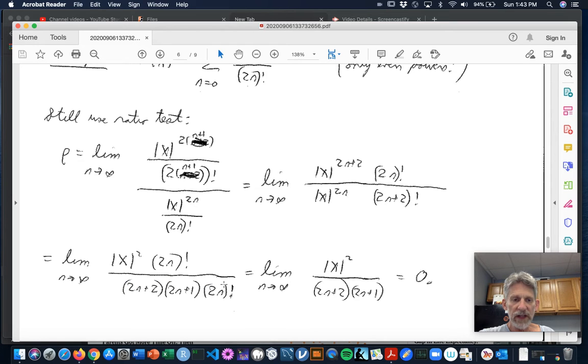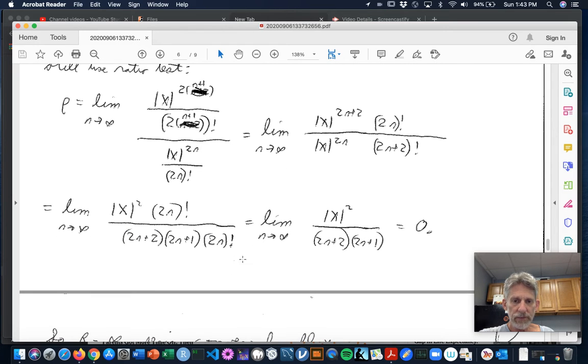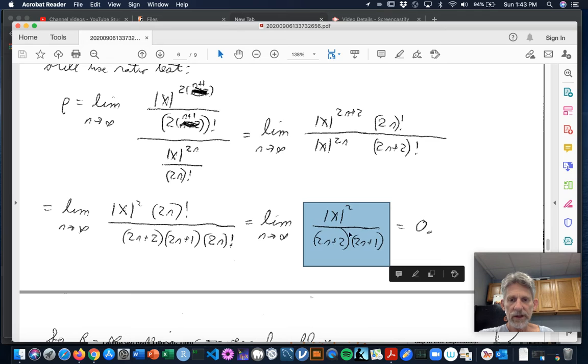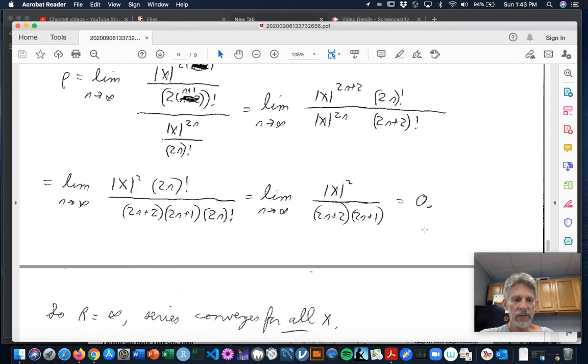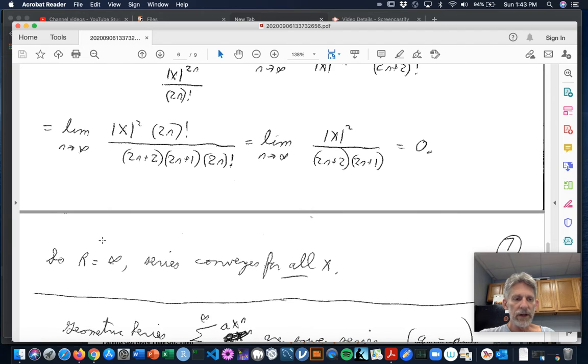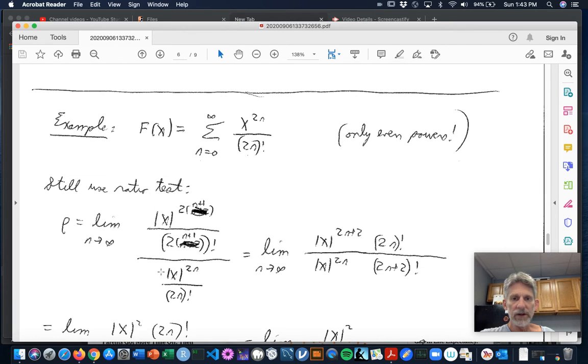And now I get a bunch of cancellation with the top. I'm left with this. Well, the limit of that as n goes to infinity will have to be 0. The top stays like it is. The bottom gets big. The limit will be 0. So this time, the radius of convergence is infinity. The series converges for all x. You might be curious, like, what does it converge to? And actually, we will learn what it converges to before the end of this course.